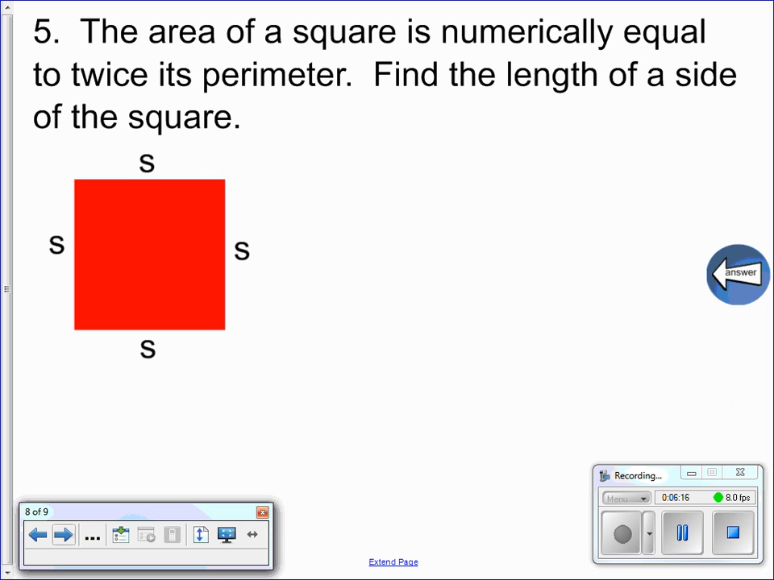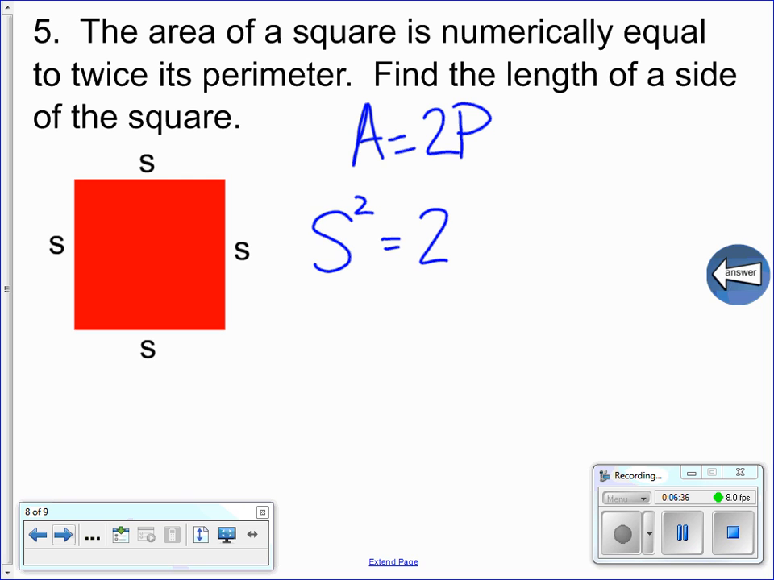All right, the area of a square is numerically equal to twice its perimeter. So let's write that down. Area equals twice the perimeter. Find the length of the side for the square. So the area of this square is s squared, and the perimeter is 4s because we add up the sides. So then we get s squared equals 8s.